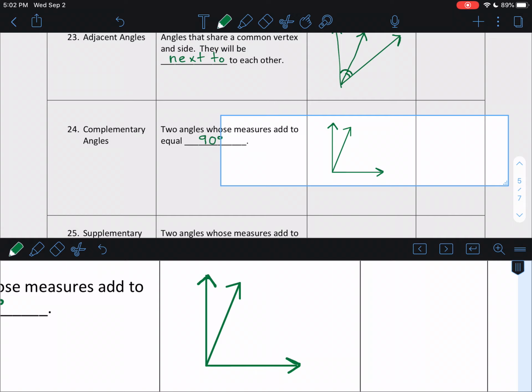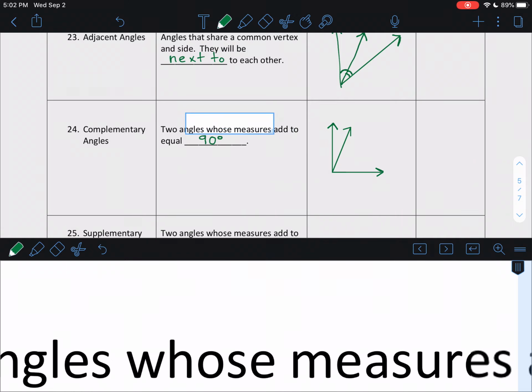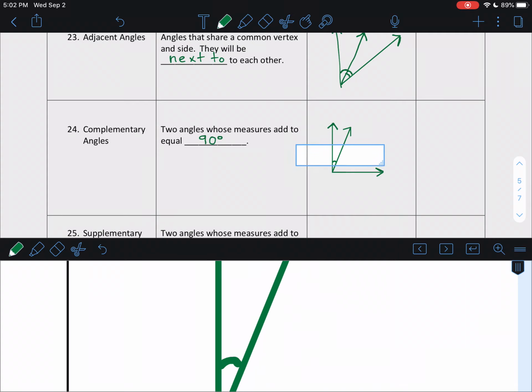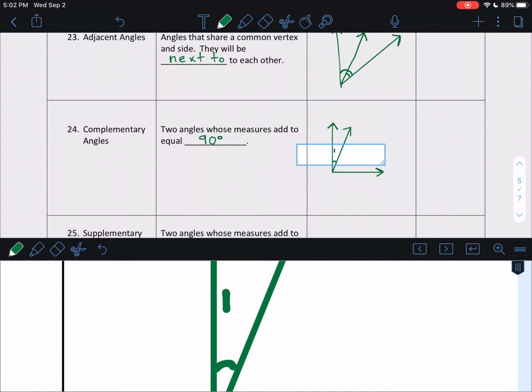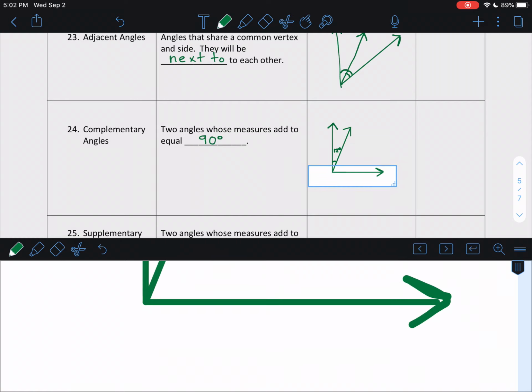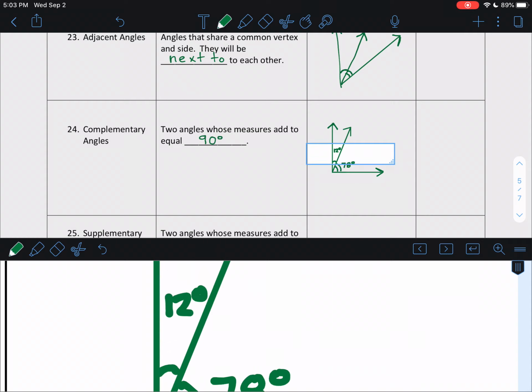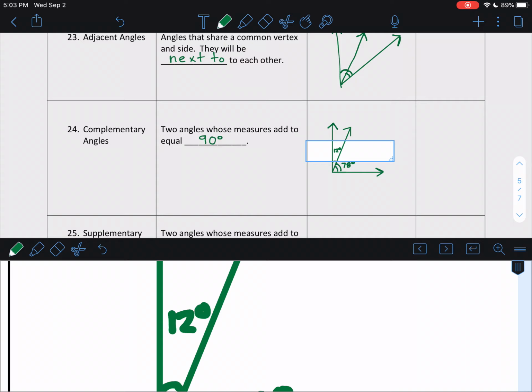So let's say that maybe the smaller one is like 12 degrees. And then this larger one, well, if the first one was 12 degrees, that means the second one has to be 90 minus 12, which is 78. So this is 78 degrees. So these two angles are complementary. And again, no real way to name a complementary angle.